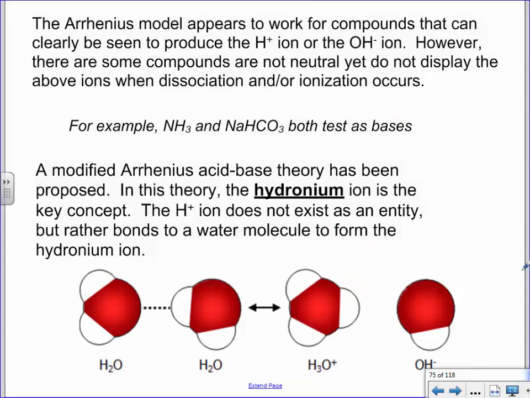The Arrhenius model then is now modified a little bit. For the most part, it was all about producing H+ or OH-. If you can show me that, it's acid or base. But now what we're going to do is try to figure out hydronium instead. So rather than trying to prove that there's an H+ in something, let's try to prove that we can make a hydronium. It's not really that much more difficult.